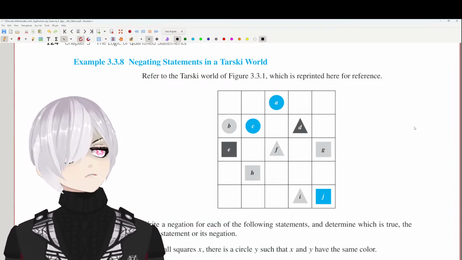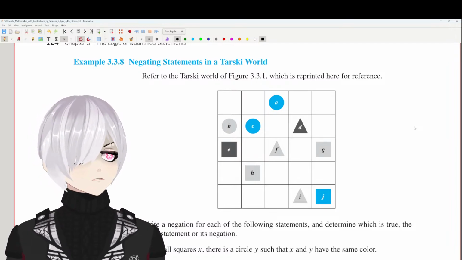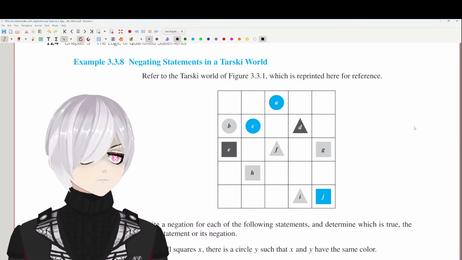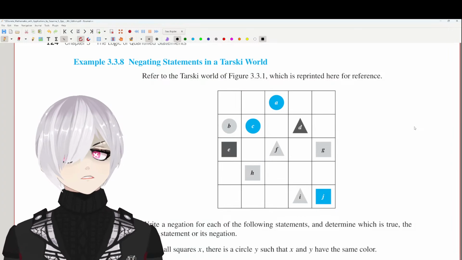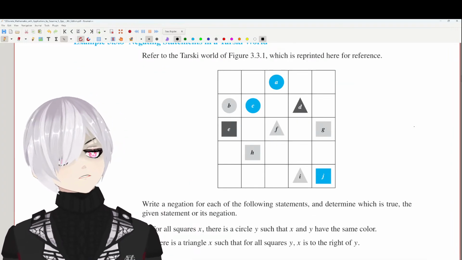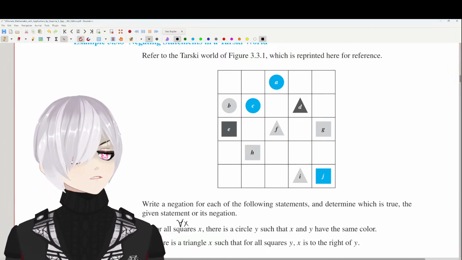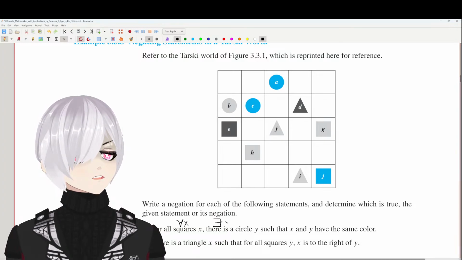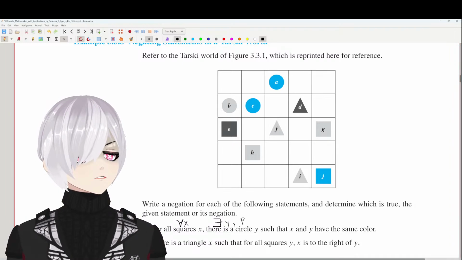Negating statements in the Tarski world. Refer to the Tarski world, figure 3.3.1, which is reprinted here for reference. Write a negation for each of the following statements and determine which is true, the given statement or its negation. Okay, so: for all squares x, there exists a circle y such that x and y have the same color.